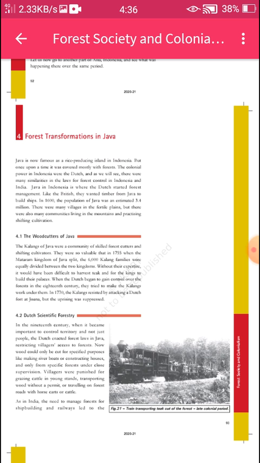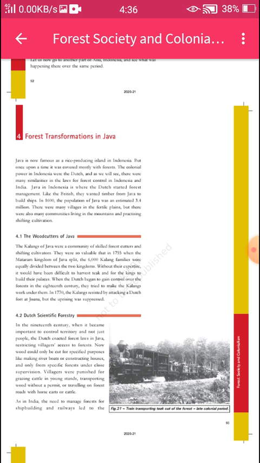Today's subtopic is the forest transformations in Java. Java is a very famous island, situated in Indonesia, where rice is grown. When we see the geographical as well as historical records of Java, it was almost covered with huge dense forest.